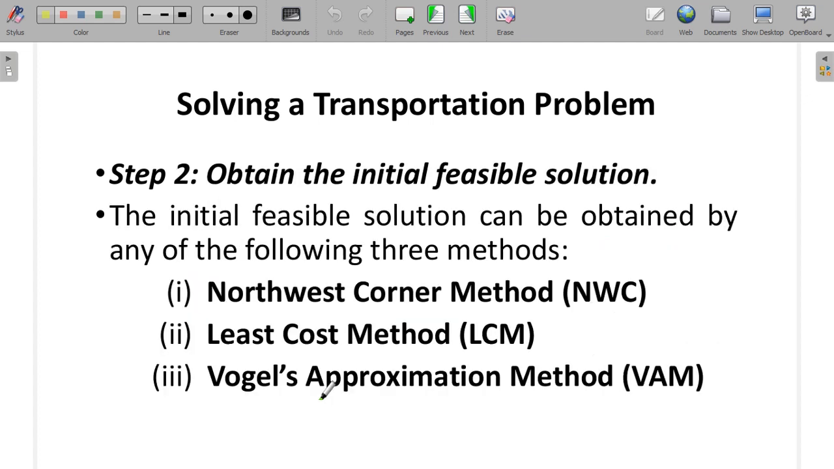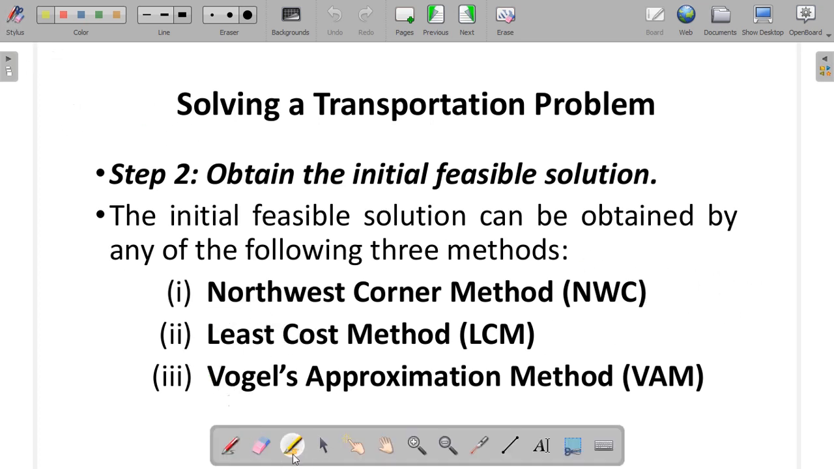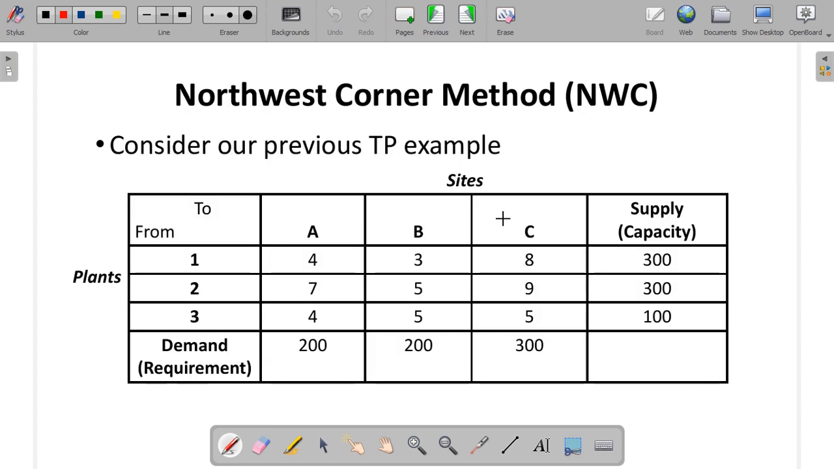The next step is to obtain an initial feasible solution, and basically we have three methods for obtaining the initial feasible solution of the transportation problem. We are going to use the northwest corner method. The other two we are not going to discuss. Now, look at this example of how we can compute the initial feasible solution using the northwest corner method from this table.